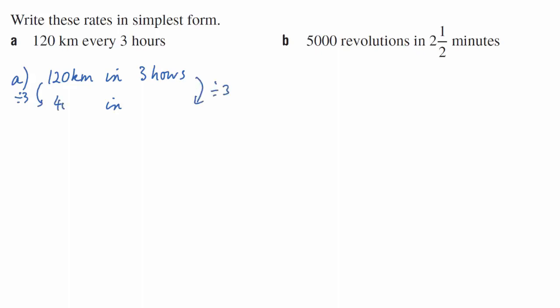We get 40 kilometers on the left and we get 1 hour on the right, which means if we wanted, we could write that as 40 kilometers every 1 hour, or 40 kilometers per hour would be the more common way of writing that.